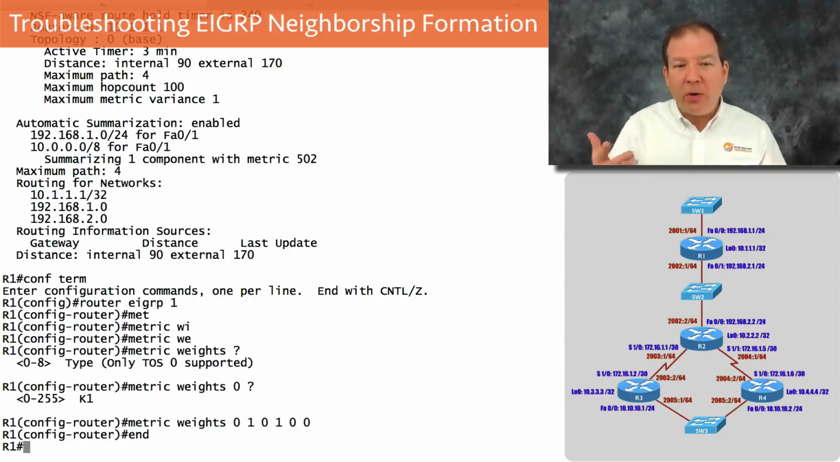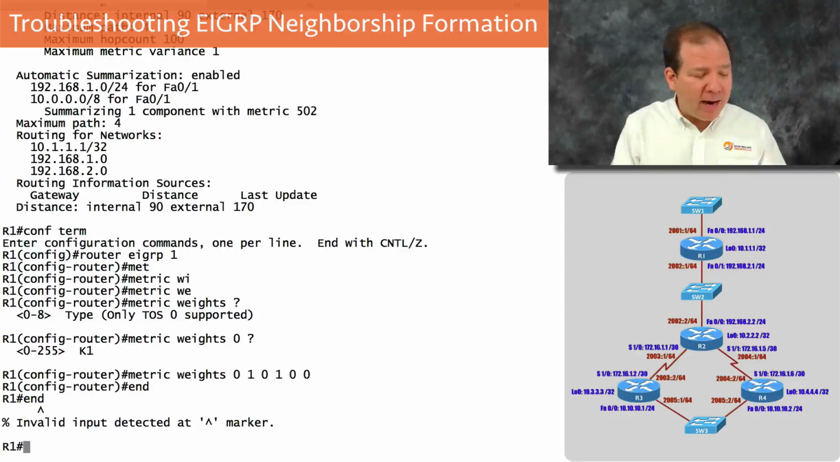Now we've got equal weights. And by the way, if you're consoled into the router, it will tell you frequently that you have mismatched weights, mismatched K values between your routers. But to make it a little more challenging for us to troubleshoot, I turned off those console messages so that we wouldn't see that evidence popping up. If you're consoled in, you would see that, not so much if you were telnet or secure shelled in, unless you did a terminal monitor.